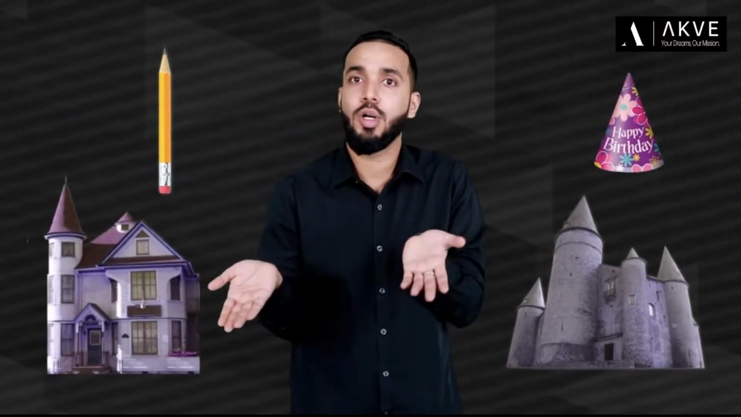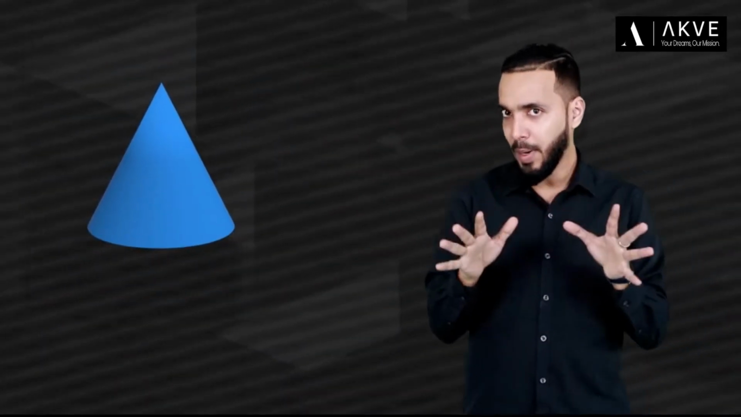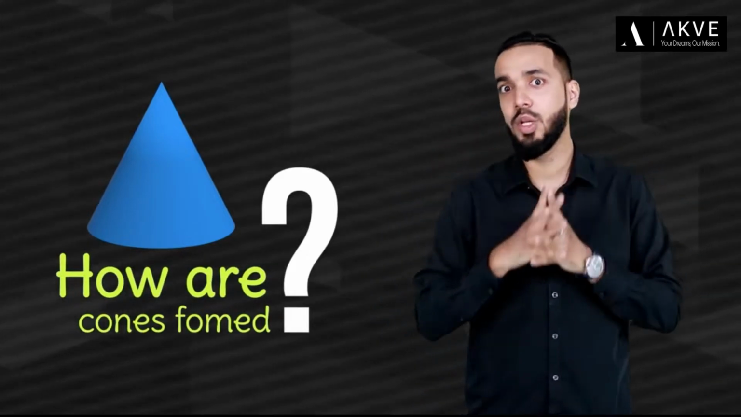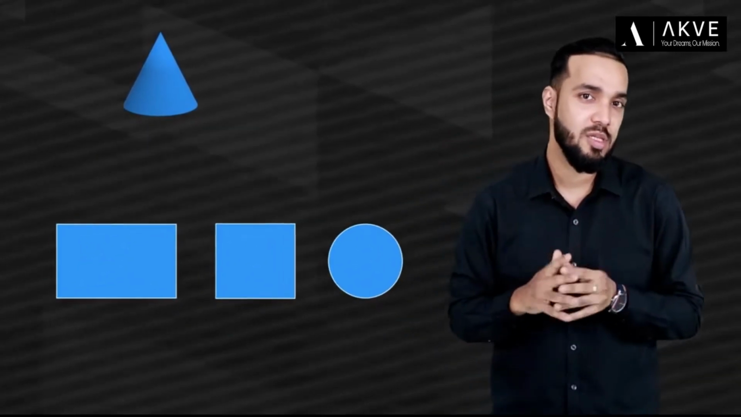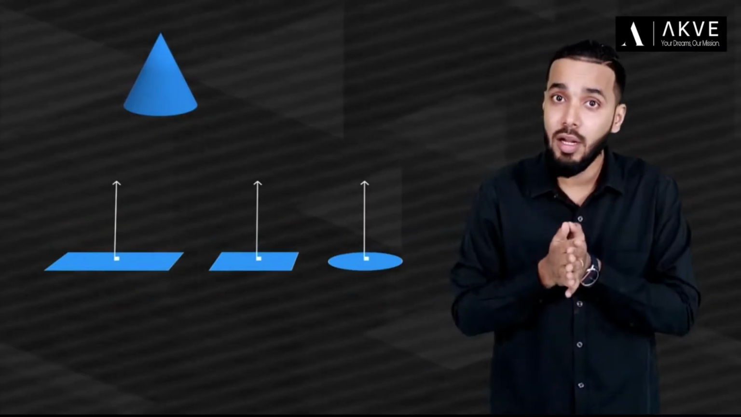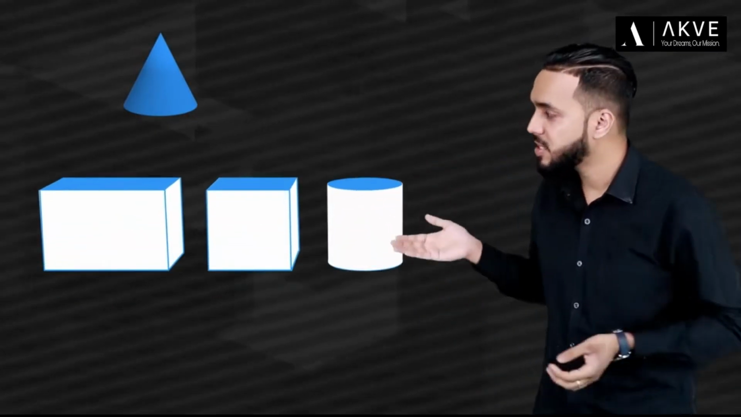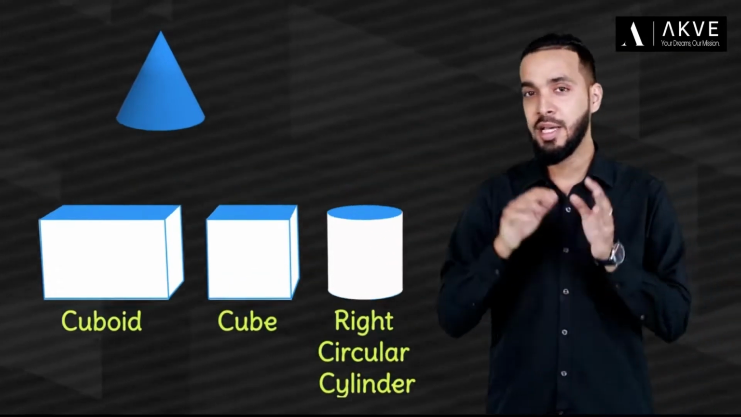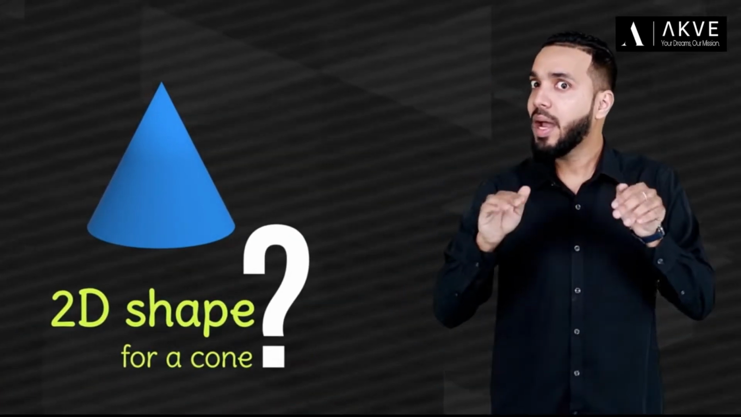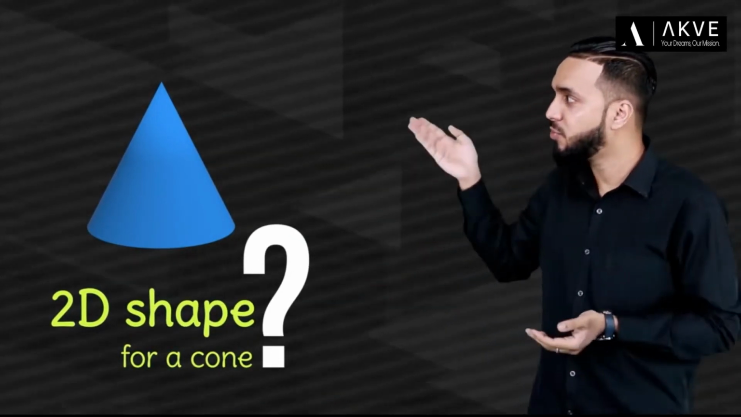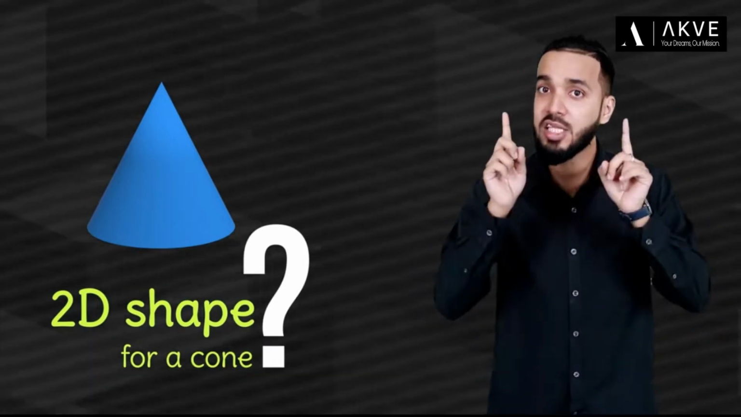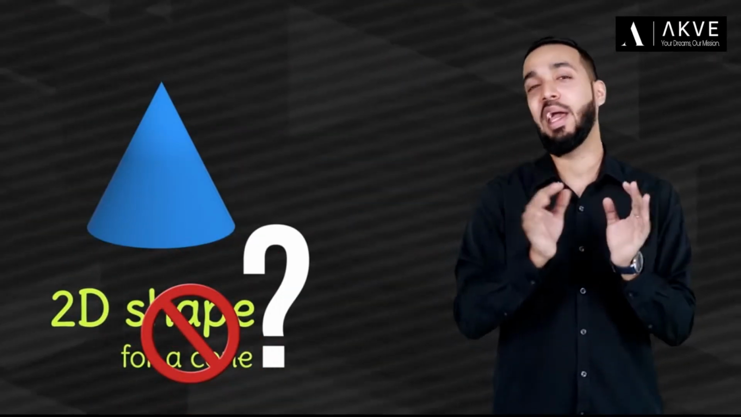We have all seen cones at some point or the other in our lives, so we know what they look like. But how are cones formed? Well, in some of our previous videos, we took some 2D shapes and then extended them perpendicularly to form some 3D shapes like cuboids, cubes, and even right circular cylinders. So, is there a 2D shape that can be extended perpendicularly to form a cone? Well, if you remember, we have already discussed that such a 2D shape does not exist.